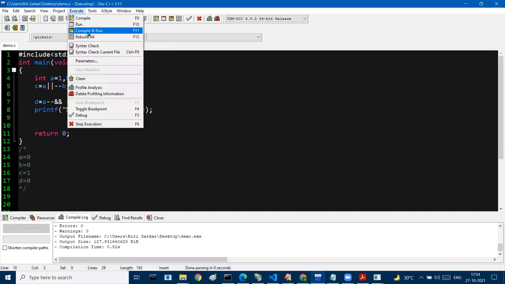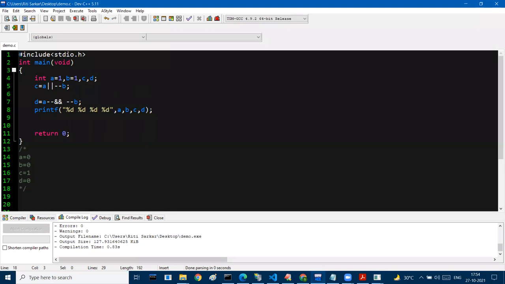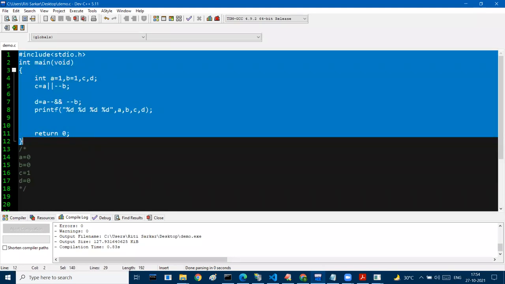Execute, compile and run. 0010. Okay, now let me give one more example to you. That is also you have to do only.